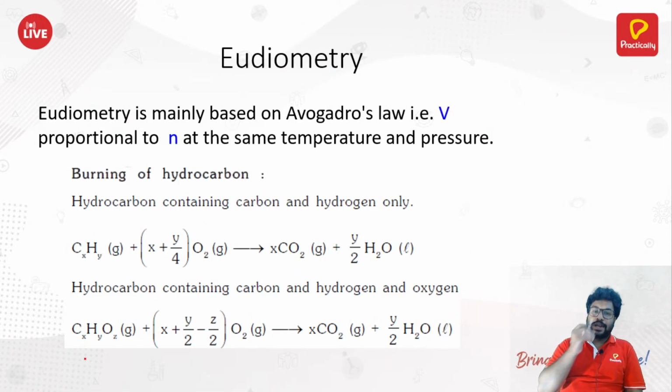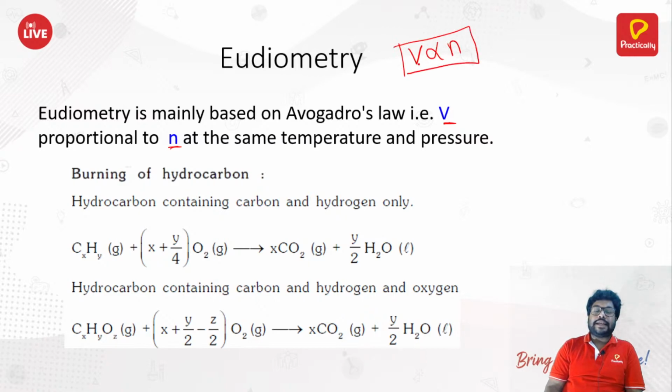See, you need to remember one more thing. Eudiometry is mainly based on Avogadro's law. That is, whatever volume of gas is evolved, this volume is directly proportional to n, the number of moles of gas. That is according to Avogadro's law. And we know that, right? Whatever volume is evolved by the gas will definitely give you the number of moles of that gas at the same temperature and pressure, obviously.